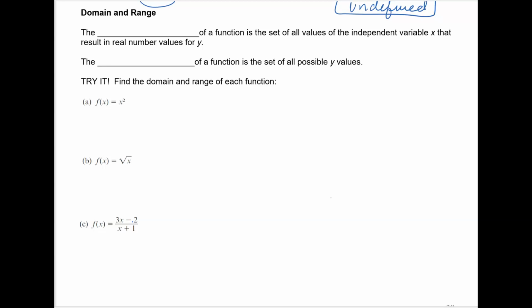So the domain of a function, that's this first blank. The domain of a function is the set of all values of the independent variable x. So the key is independent variable x that result in real number values for y. I also like to think of this as the acceptable values for x.